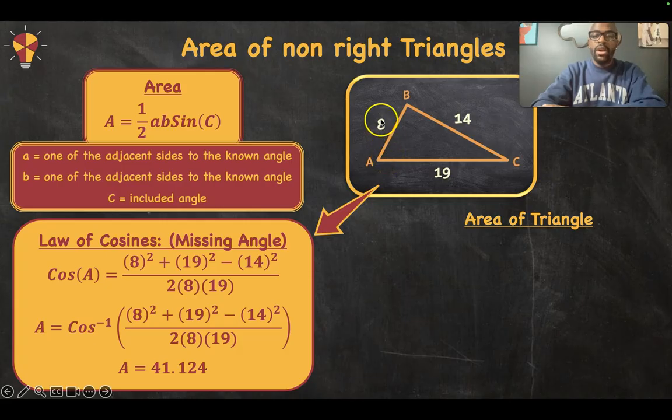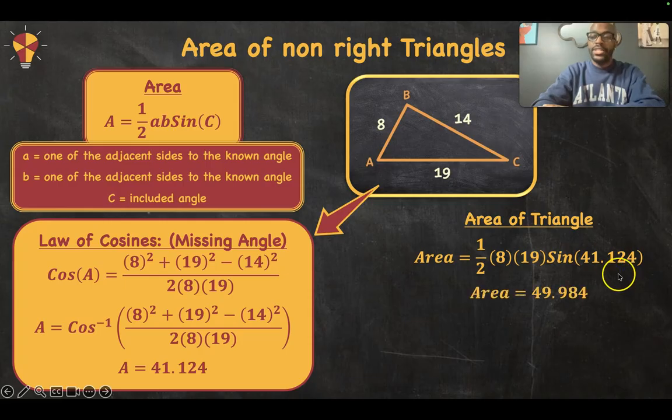My A and B are 8 and 19. So when I use the area formula, I have 8, 19, and sine of 41.124, and I should get the exact same answer. So what I want you to notice here is it doesn't matter how you solve it, as long as you follow the exact process and your work is correct, your answer is going to end up being marked as correct as well.